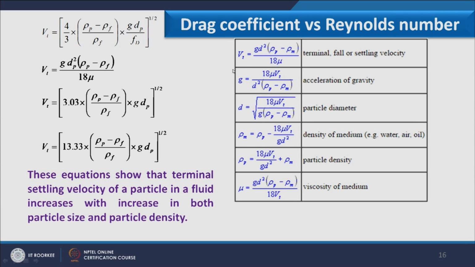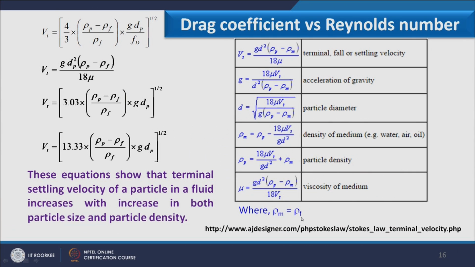Further, the particle diameter can be known once I know the terminal settling velocity, and here we can find the density of the medium as a function of the density of the particle. Particle density we can also calculate using Stokes law, and the viscosity of the medium we can also find using Stokes law. So, a single equation can be used to find different parameters associated with this. Here you see we have taken rho m equal to rho f, and this is the link from where this table is taken. If you want to study more about this, you can study there.